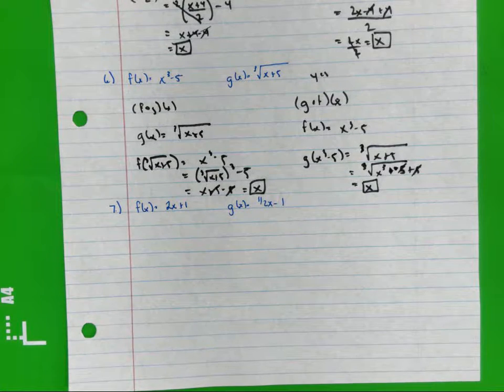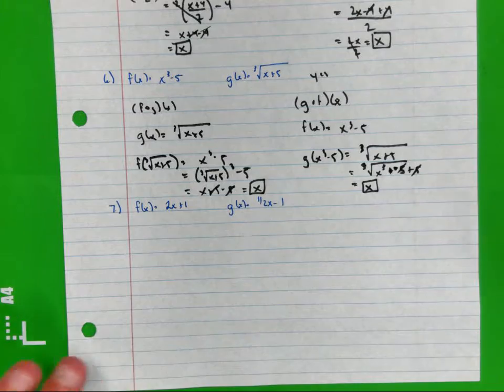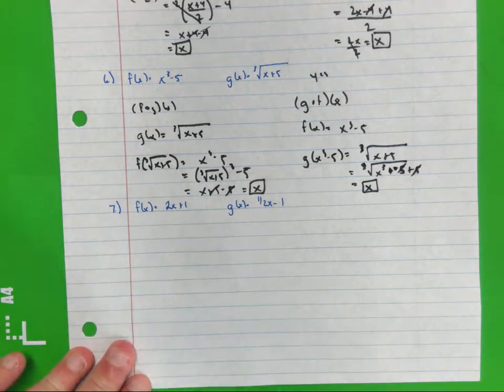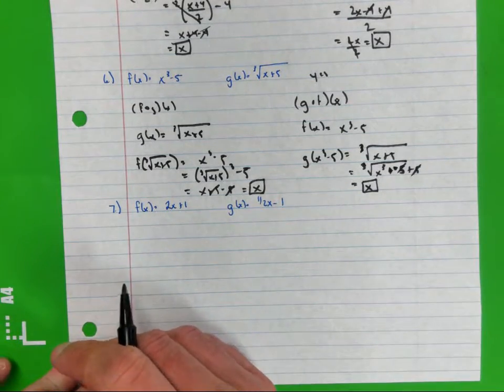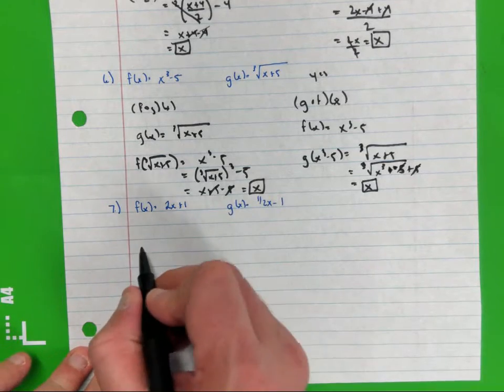Are there any questions so far? All right, let's look at number 7. What do you think number 7 is going to be? No, because we ain't done one. So let's see what happens here.